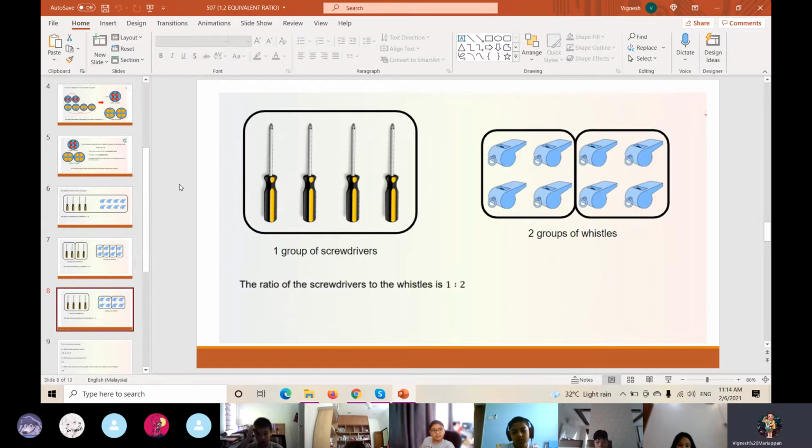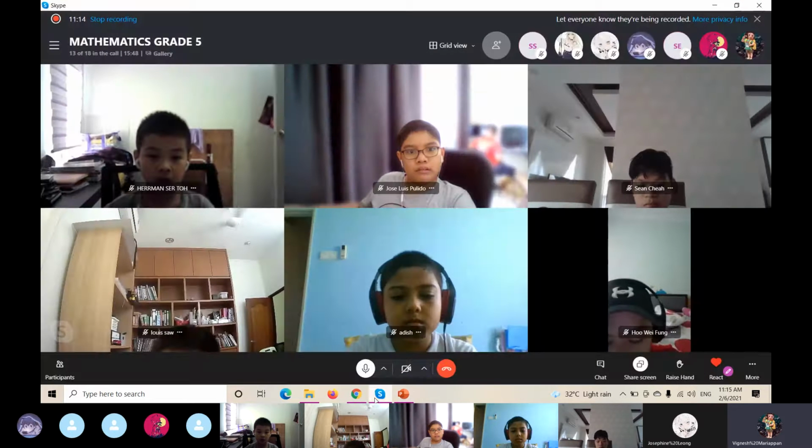And the third way. Third way also, this one, the one group of screwdrivers which contain four quantity of screwdrivers is for one group. If 4 in 1, same goes to the whistles, also 4 in 1. So we have 2 groups for the whistles. So what is the ratio of the screwdrivers to the whistles? 1 to 2 is one more way to write the ratio. Understand or not, class?